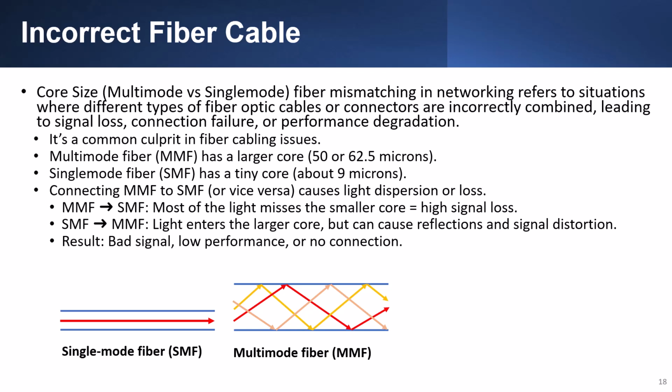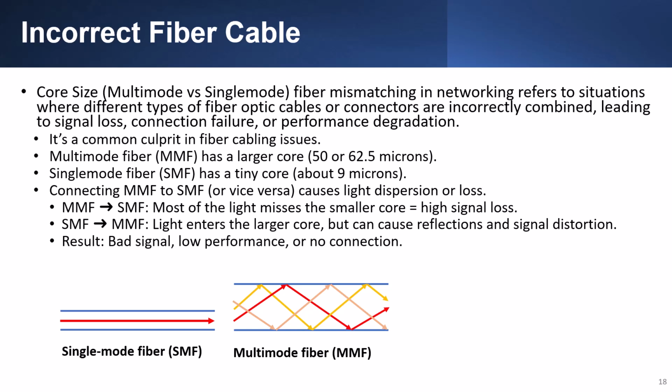Core size, or multimode versus single mode fiber mismatching in networking, refers to situations where different types of fiber optics cables or connectors are incorrectly combined, leading to signal loss, connection failure, or performance degradation. It's a common culprit in fiber cabling issues.